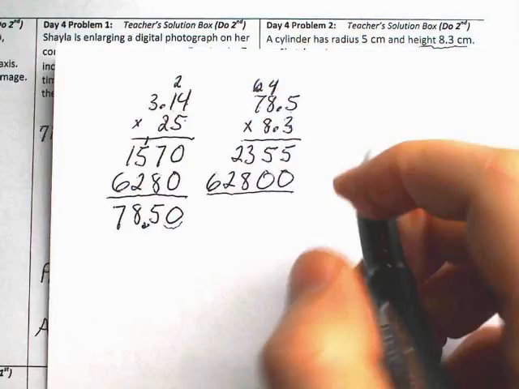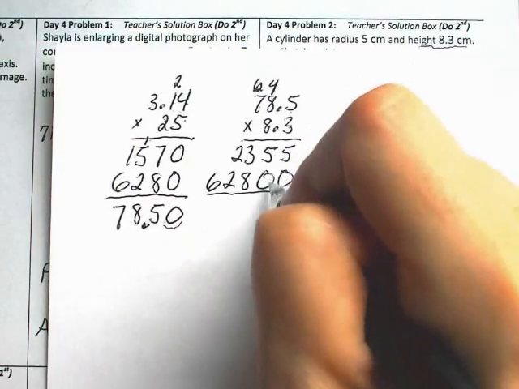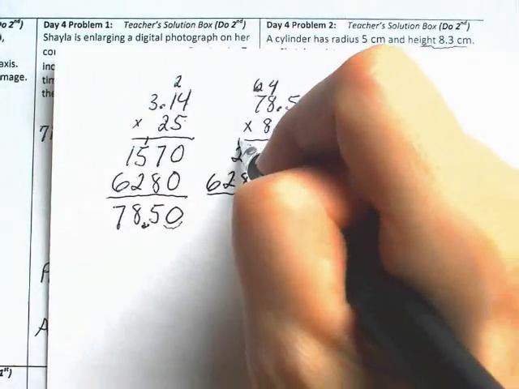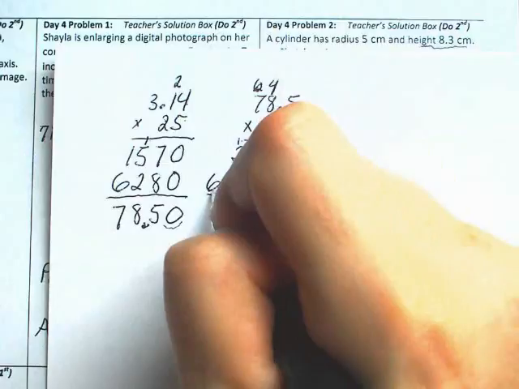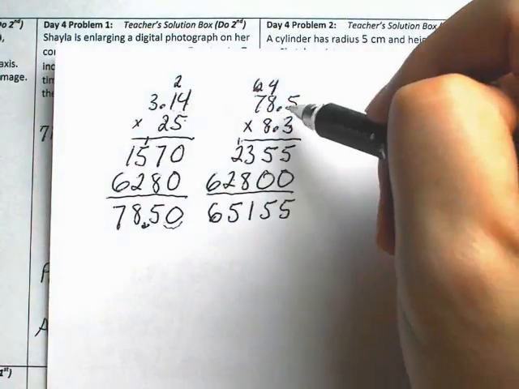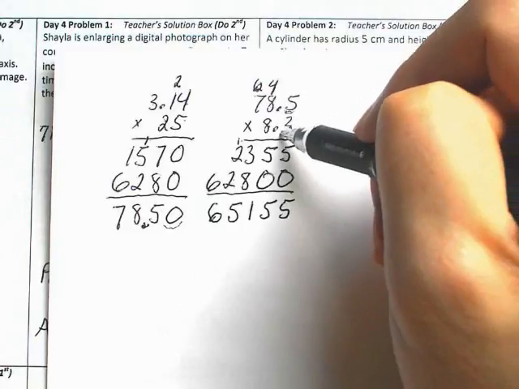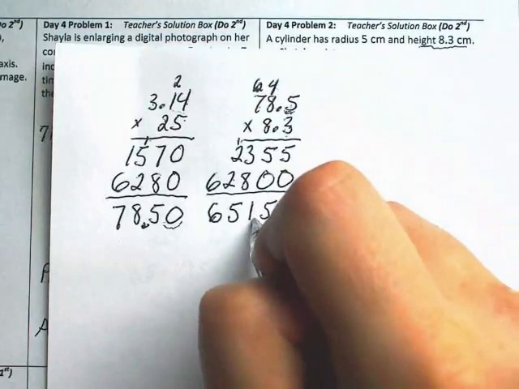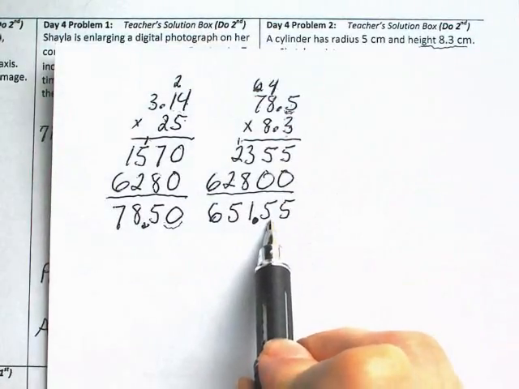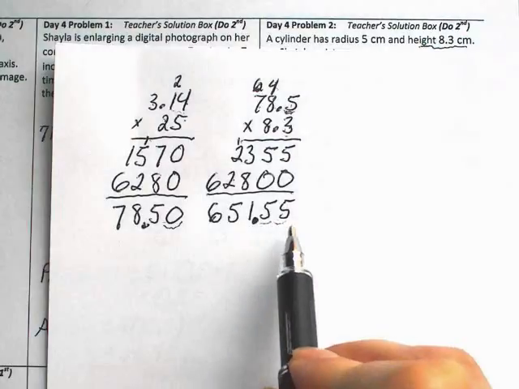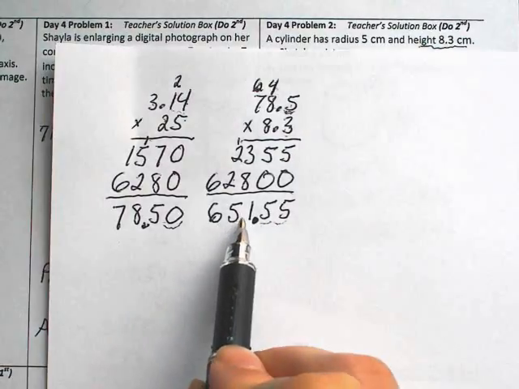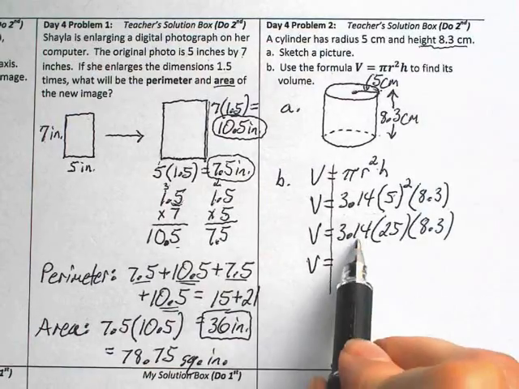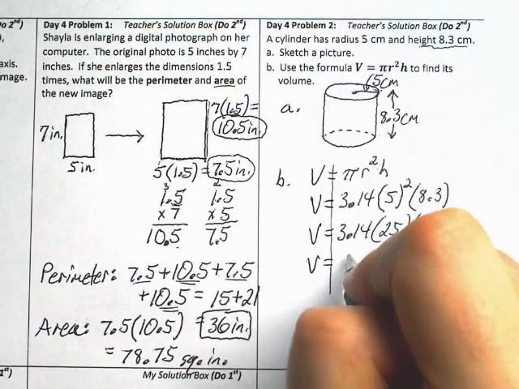And then add these two rows together. 5 and 0 is 5. 5 and 0 is 5. 3 and 8 is 11. Carry the 1. 2 and 2 is 4, plus 1 is 5. And bring down the 6. Now in the original math problem, there is 1 number to the right of the decimal. Here's another number to the right of the decimal. So there are in total 2 numbers to the right of the decimal. So if we put the decimal point right here, there are 2 numbers to the right of that decimal. And that result is 651.55.